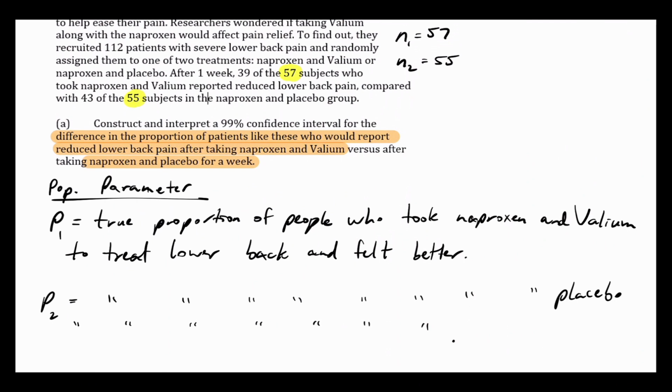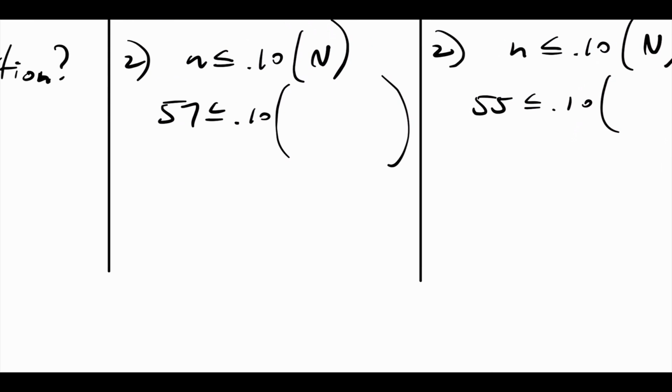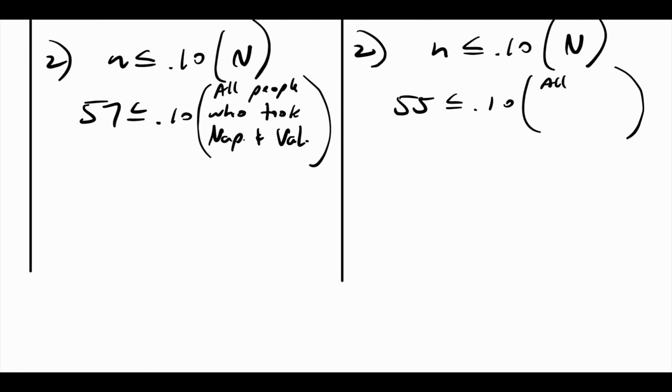So n1 refers to people who took naproxen and Valium. n2 refers to people who took naproxen and placebo. They're 2 separate groups. So these, big N would be all people who took naproxen and Valium. This one would be all people who took naproxen. Really, they just took naproxen, but I'll put placebo and placebo.